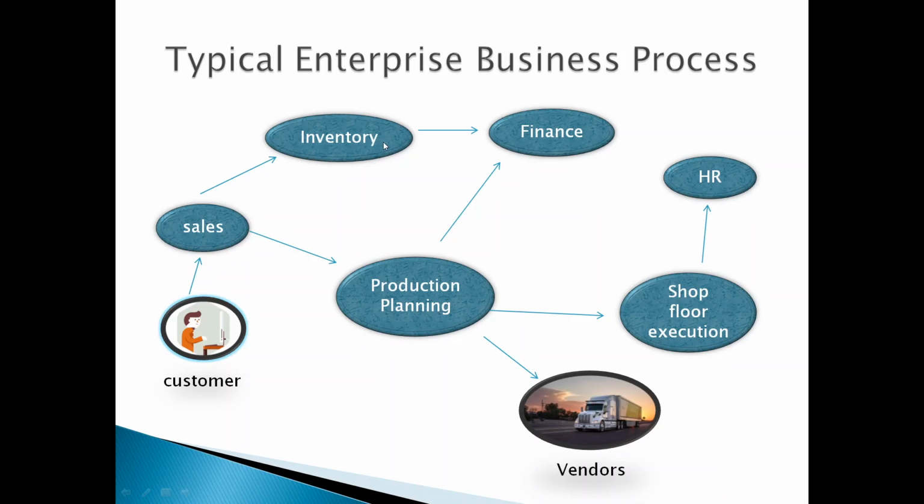Now, the sales team updates the finance with the revenue generated by sale of the product. The production planning team updates the finance with payments to be made to different vendors for raw materials. So finally, all departments approach the HR for any human resource related issues. Right. That is typically the business process for any manufacturing company.